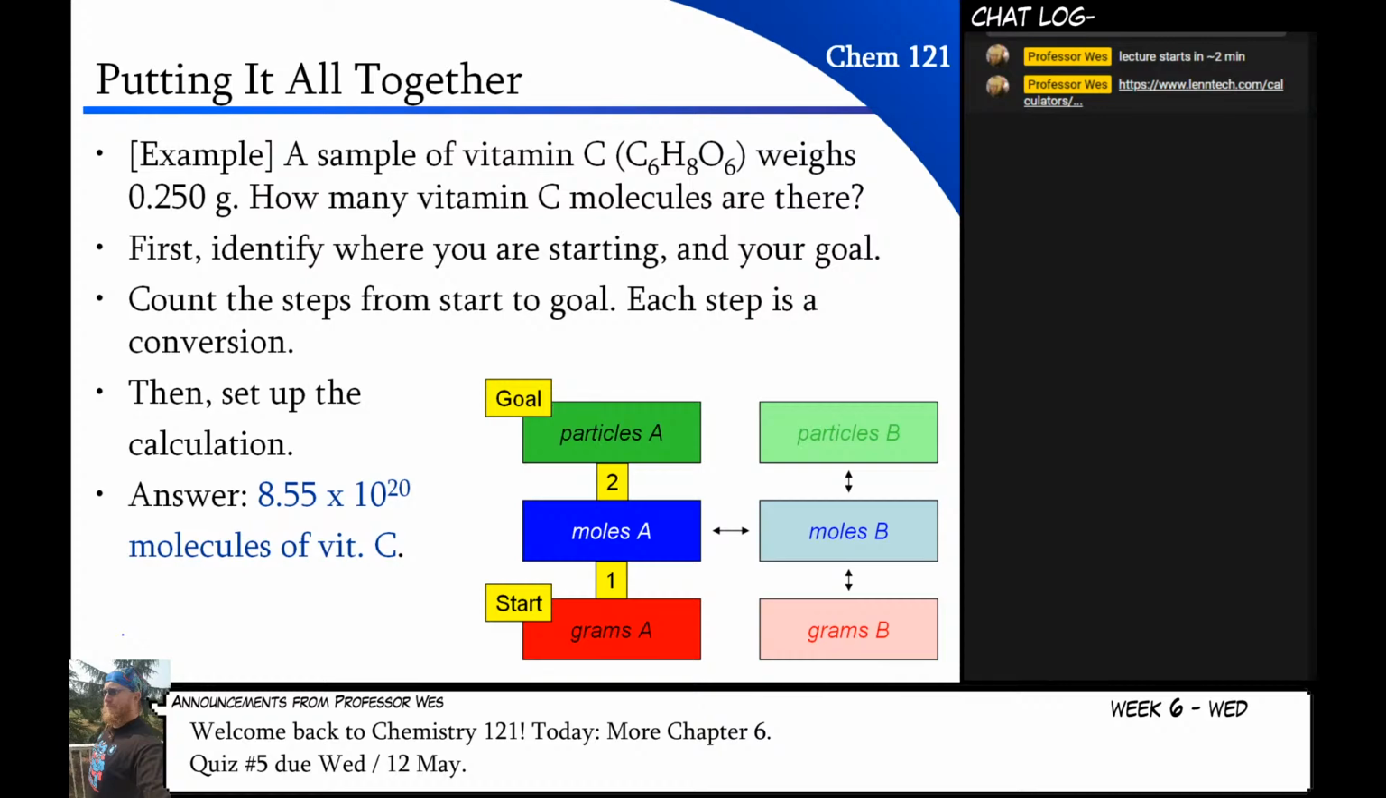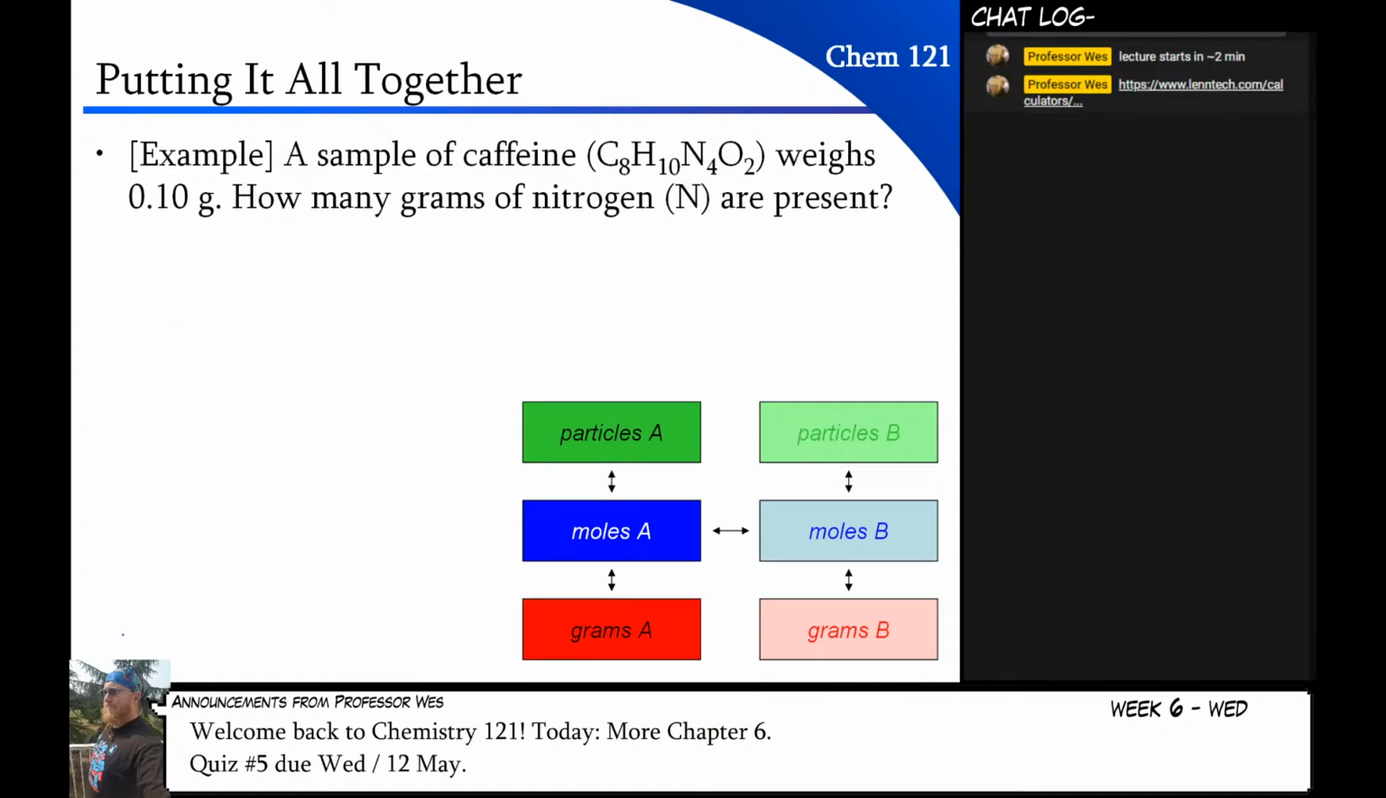All right, I'm going to give you another one. I'm going to guide you through this one too, and then after that, I'm going to have you do the problem on your own. So for this second problem, I'm going to give you caffeine. I give you a mass of it. How many grams of that caffeine sample are nitrogen?